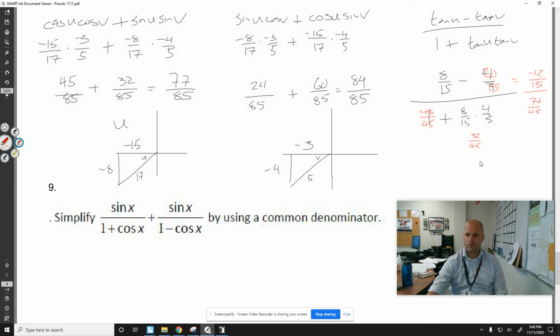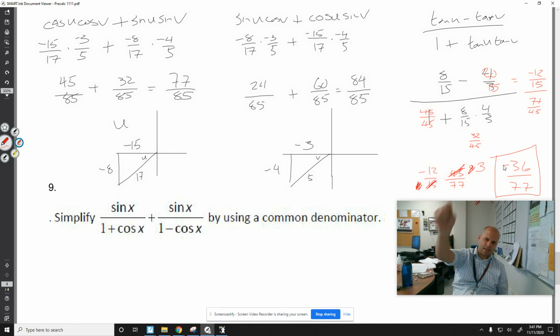Oh, I don't want to do this. So I get negative 12/15 times 45/77. Keep, change, flip. This can turn into 3. Divide this by 5, that's a 9. Oh, never mind. This turns into a 1, this turns into a 3. This turns into 12, 24, 36, negative 36/77. Go ahead, do it in your calculator. I dare you. That's the answer.